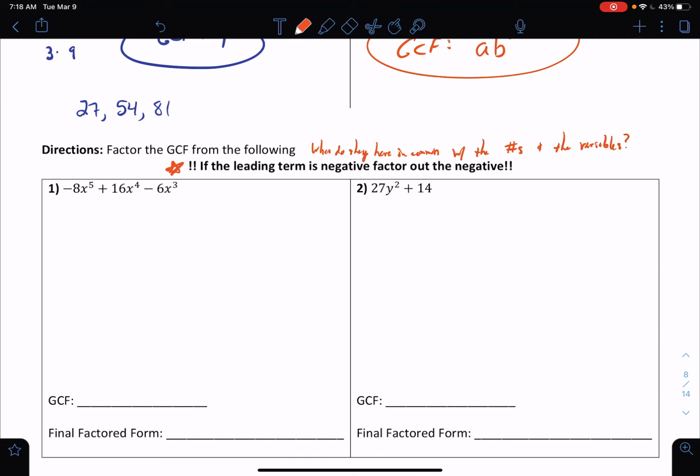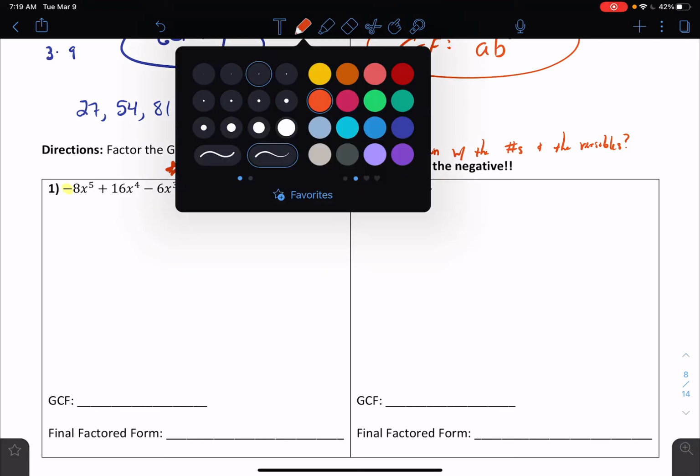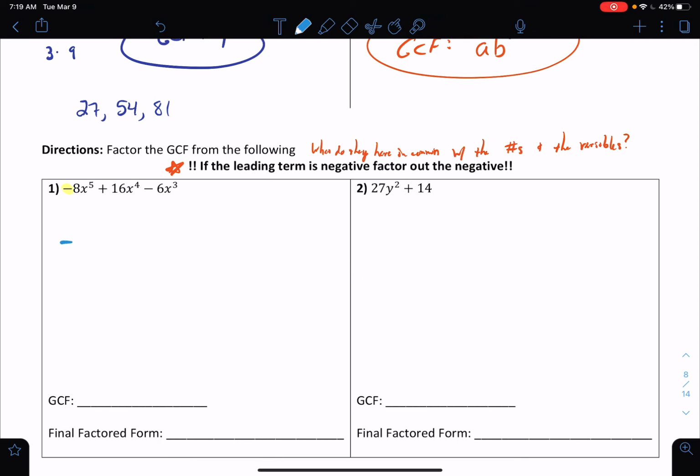So we've got negative 8x to the fifth plus 16x to the fourth minus 6x to the third. And we have to see what is the greatest common factor in the numbers and the variables. All right, so notice how the first thing you see is negative. So that tells me I need to factor out a negative sign. Now we look at the 8, the 16, and the 6. What goes into 8, 16, and 6? Well, the greatest common factor that goes into 8, 16, and 6 is 2.